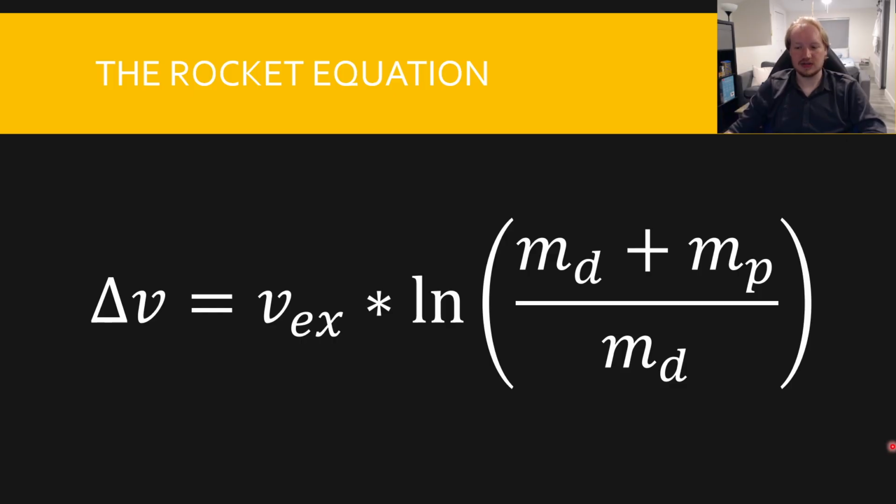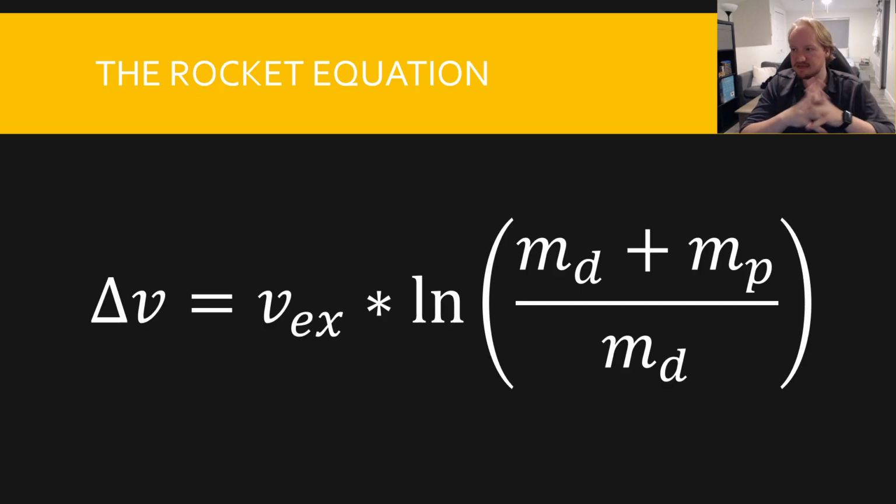But basically it just says that the total change in velocity, delta V, is going to be equal to the exhaust velocity or exit velocity of our particles times the natural log of the total mass of the system, which is the mass before any propellant has been burned. This is going to be the mass of the spacecraft itself, m sub d, plus the mass of all of the propellant on board, divided by the final mass of the system, which is going to be just the mass of the spacecraft after all of the propellant is burned up. And this is going to give us our total change in velocity.